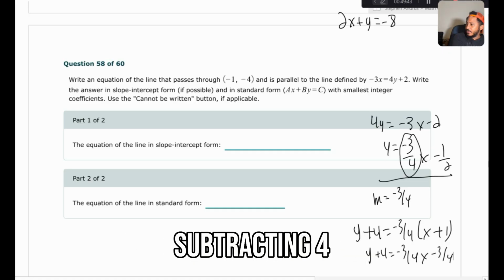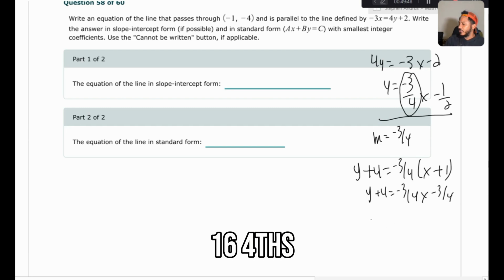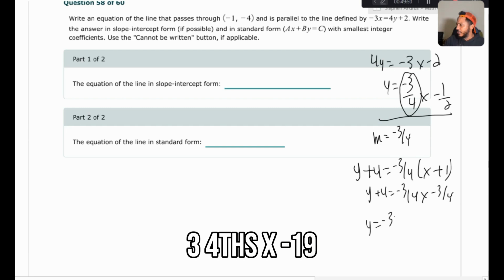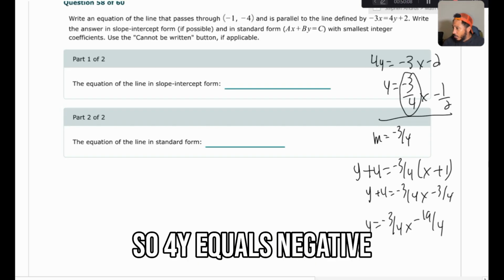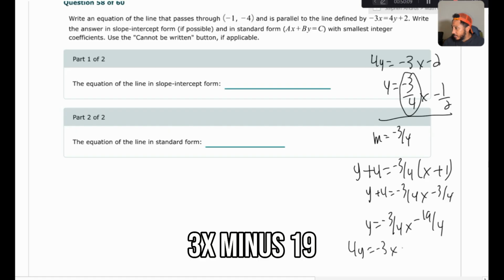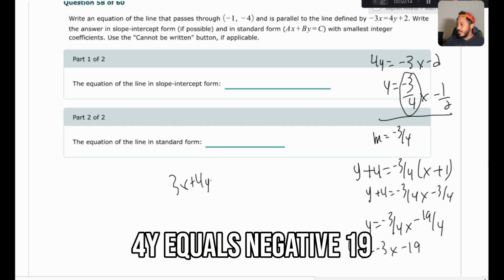And then subtracting 4, that's 12/4, right? Sorry, that's 16/4. So y equals negative 3/4 x minus 19/4. And then to put it in standard form, we have to multiply by 4. So 4y equals negative 3x minus 19. Adding 3x, we get 3x plus 4y equals negative 19.